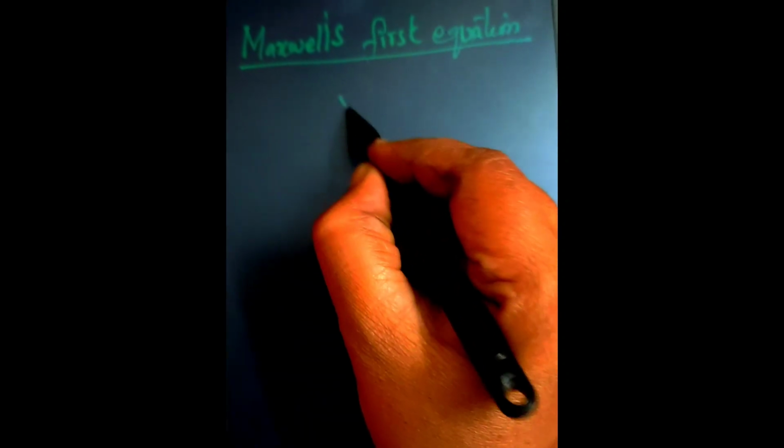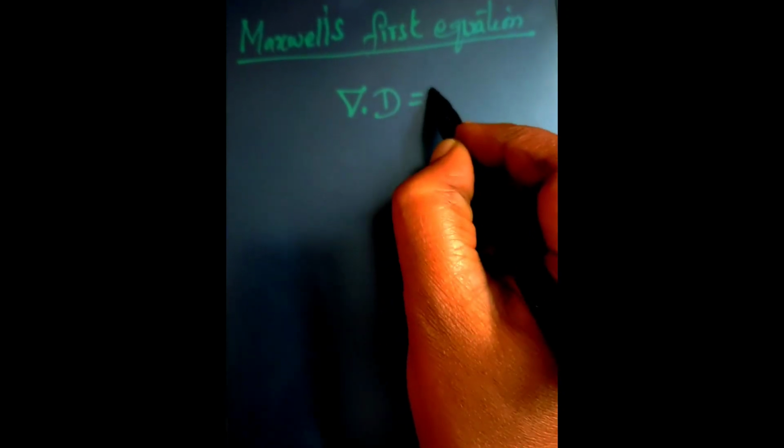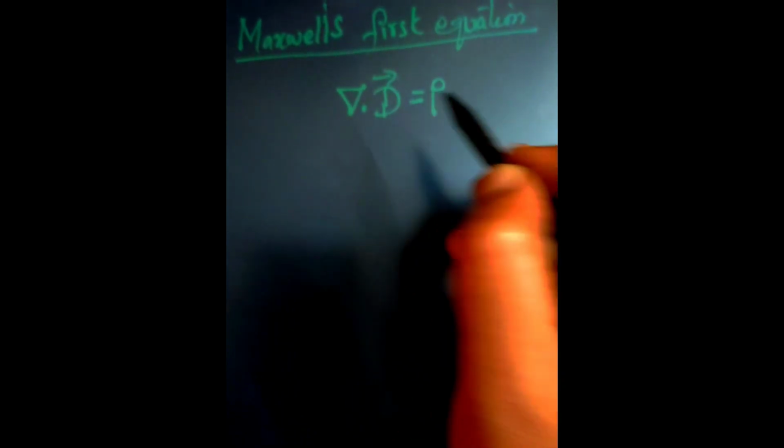Today we are going to see about Maxwell's first equation. Maxwell gave four equations to explain the mathematical relation of electric and magnetic fields as electromagnetic waves. Among the four equations, we'll be discussing Maxwell's first equation in detail. Maxwell's first equation is given by del dot D vector is equal to rho.